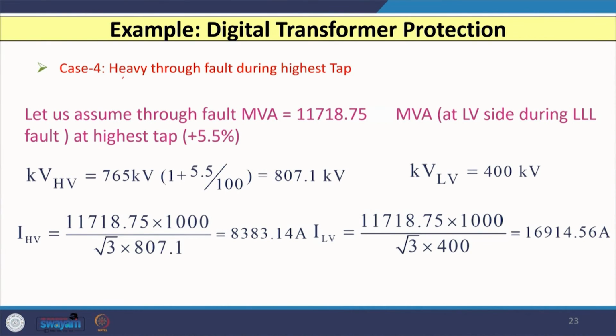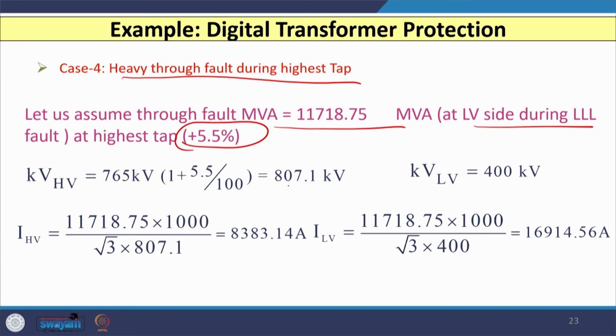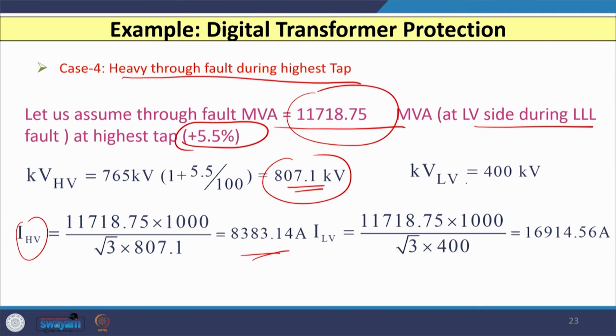Similarly, if I consider the same heavy through fault on the highest step, let us say we assume it is 11718 MVA, assuming the triple L fault on the LV side with highest step plus 5.5%. So, the only change is the voltage and this MVA. With this MVA and this voltage, let us calculate the current on HV side and the current on LV side.